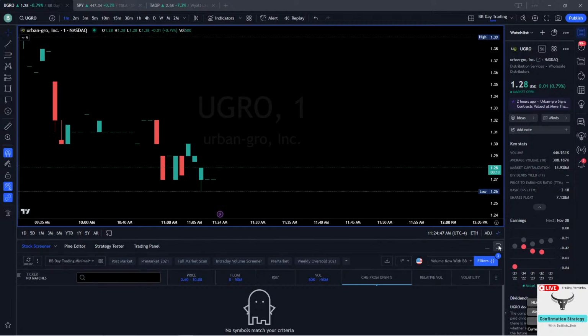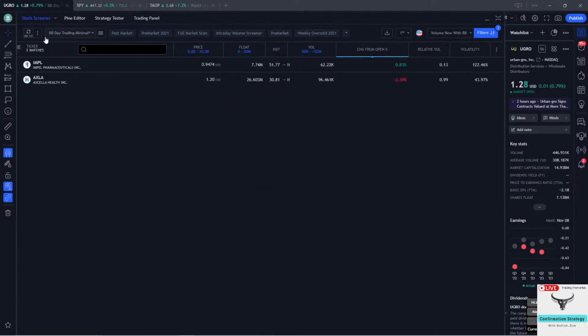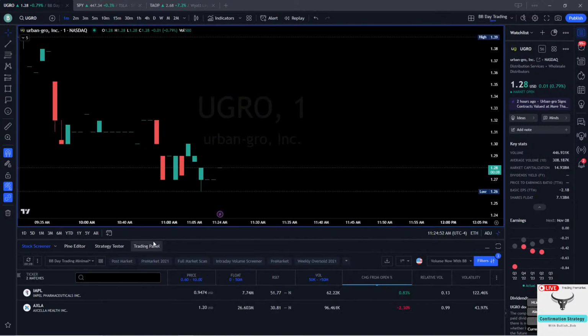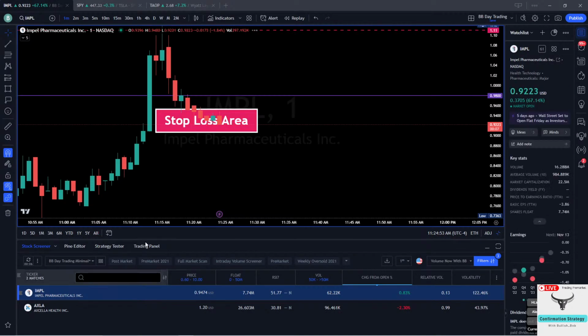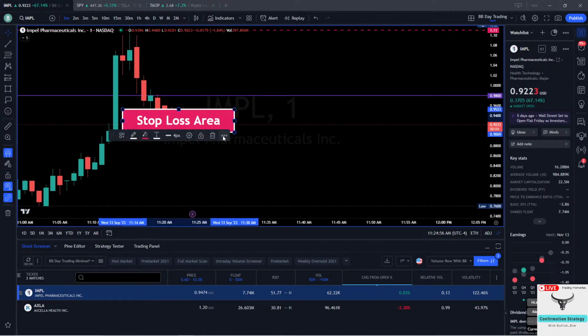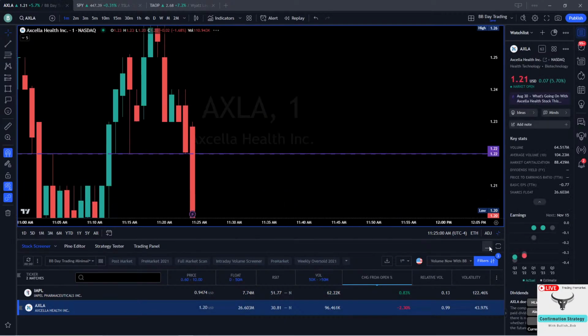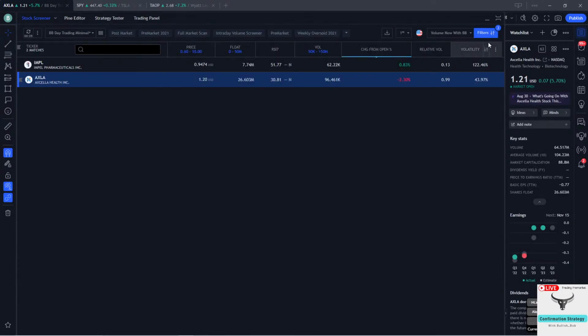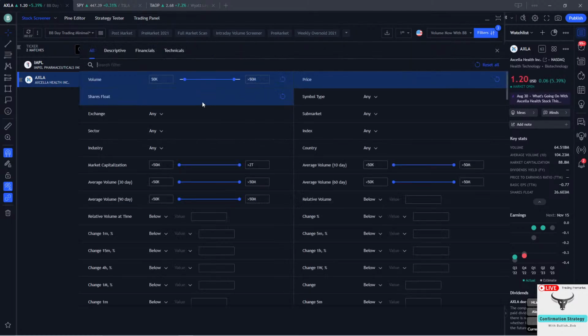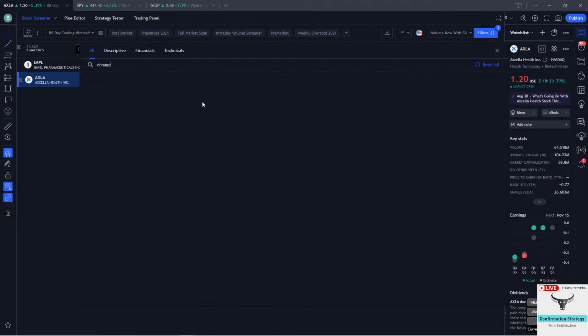So if we're looking for volume, this is one way to find that volume. So there we go, IMPL and AXLA. If you're looking for that volume, here's where some of that volume is. So we know we now have a volume scanner. If you take it one further, you can come in here. You can actually go to the filters. You can change, put change.